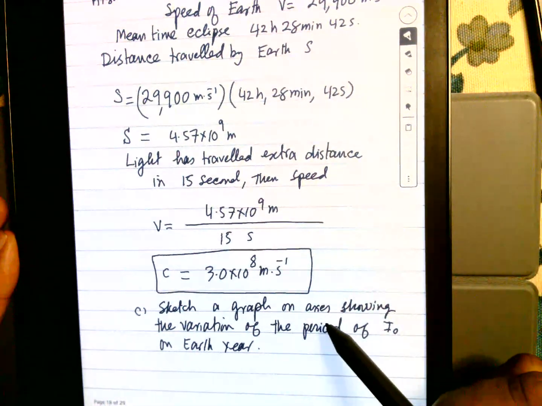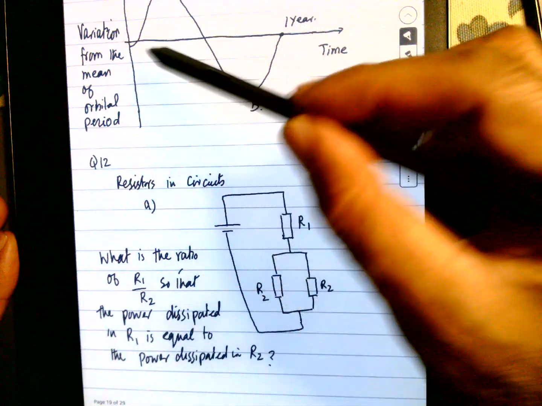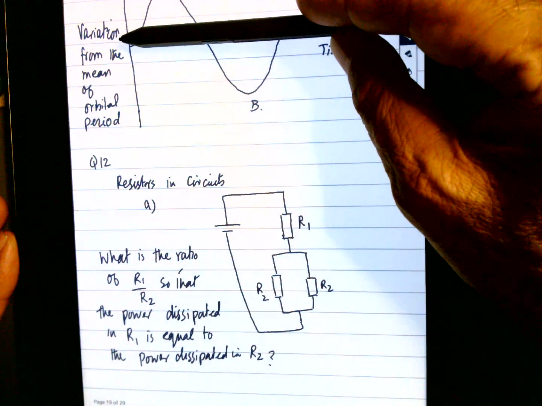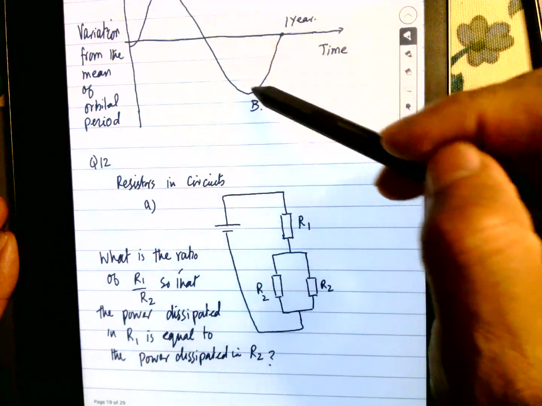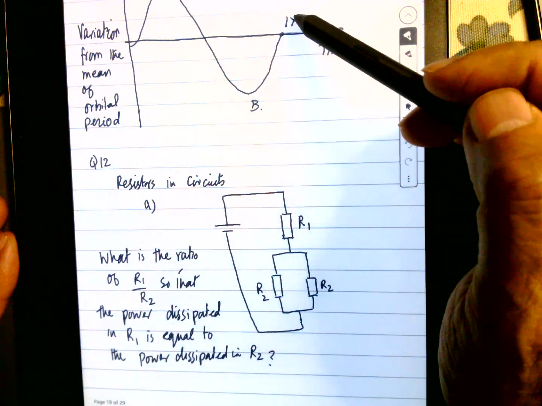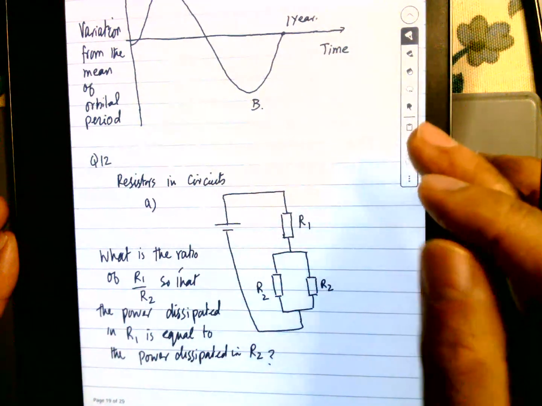Sketch the graph with axes showing the variation of the period of Io as seen from Earth. So this is the mean, where there is no variation, and then it goes up and down at different times of the year. So this is question number 11.